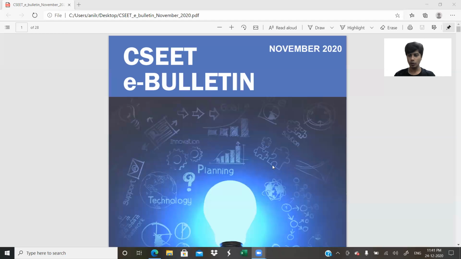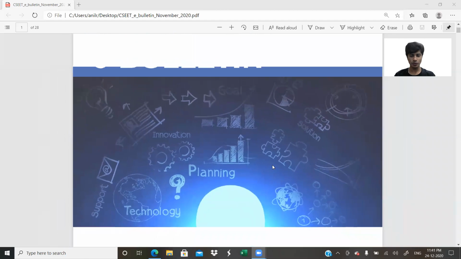Firstly, how do we get this e-bulletin? It's pretty simple. You just Google search for the CSEET bulletin for the month of November. The very first link that pops up will take you to the ICSI website, from where you can download the PDF. So let me share the file with you. I hope it's on your screen now and you can watch it.